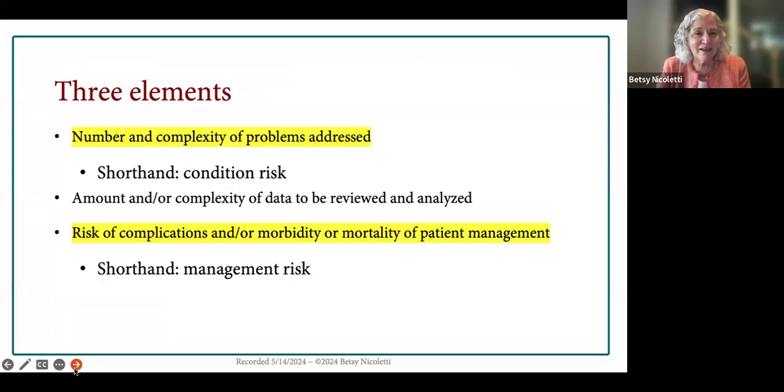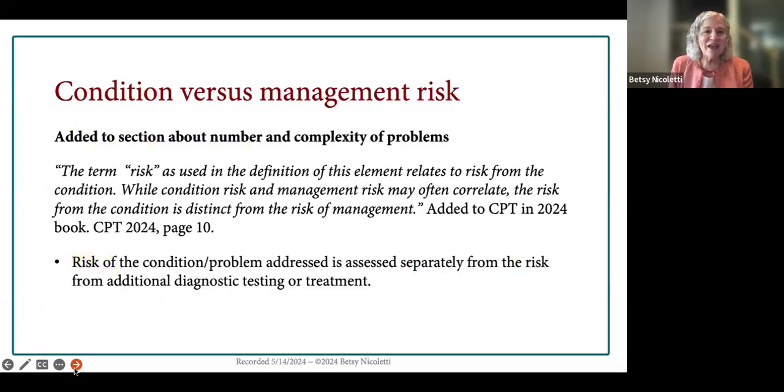Our focus today is going to be on the first and the third element, the number and complexity of problems addressed or condition risk, and the risk of complications and or morbidity or mortality of additional diagnostic testing or procedures or treatment. And the shorthand for that is management risk. And that shorthand comes straight from CPT.